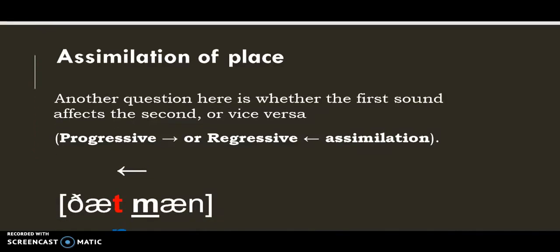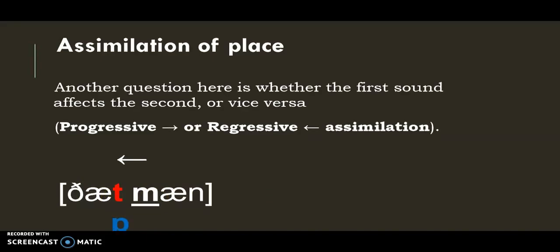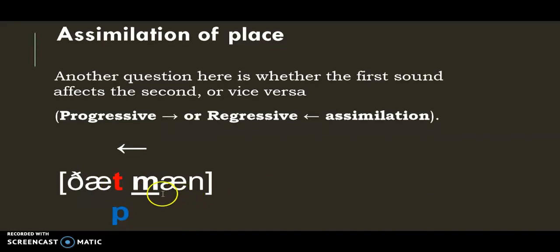Something else we need to pay attention to is, between the two sounds that are together, which one influences the other. And in this case, T assimilates into P because of the influence of the second sound, that is, M influences T. That's why we talk about regressive assimilation. The second sound affects the first one.